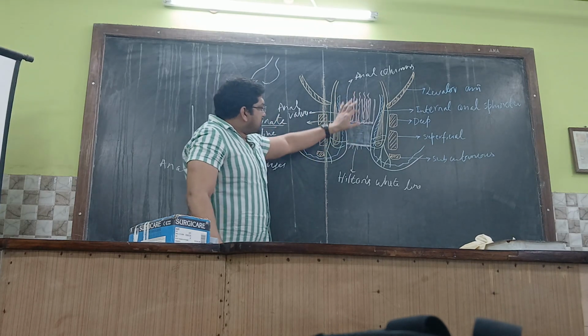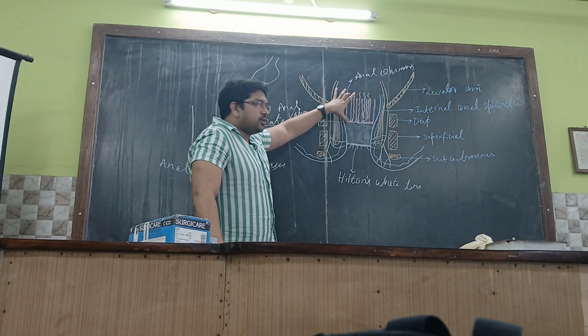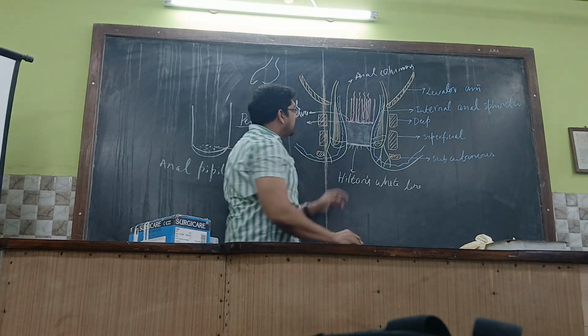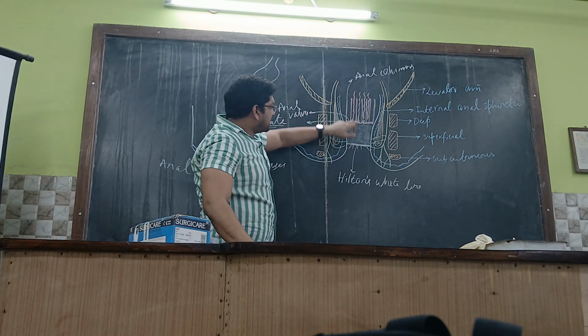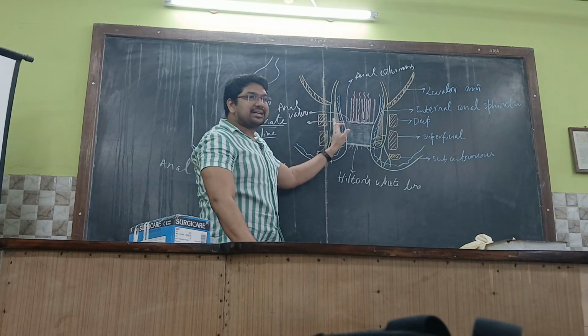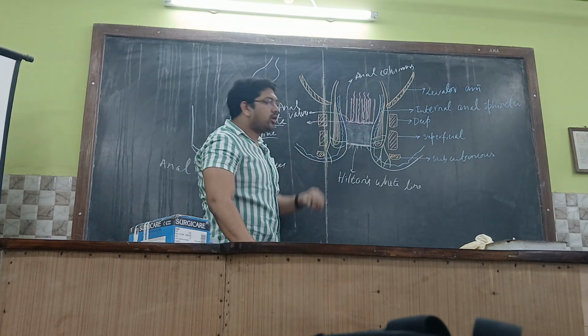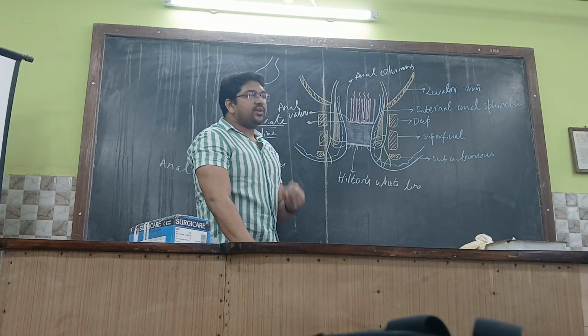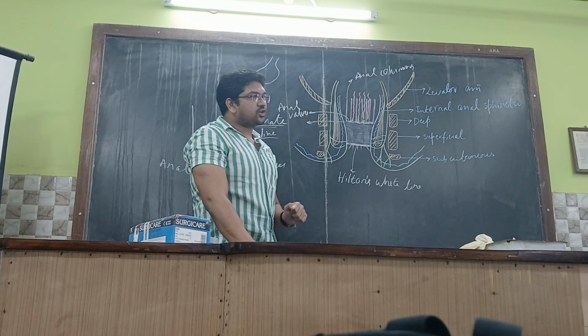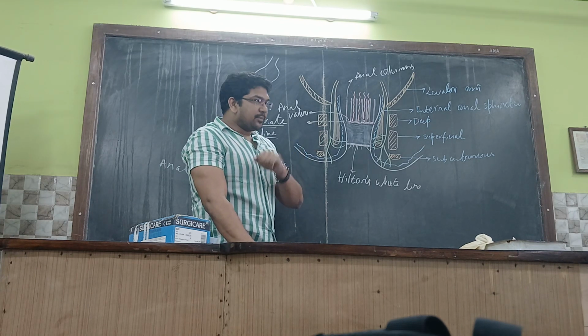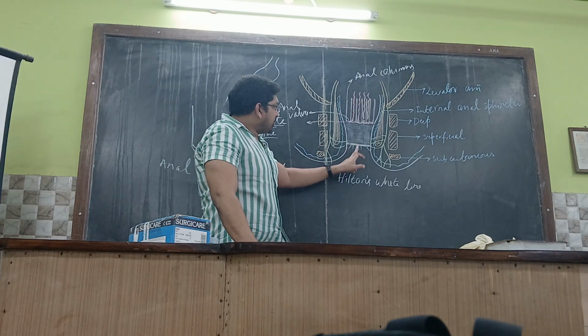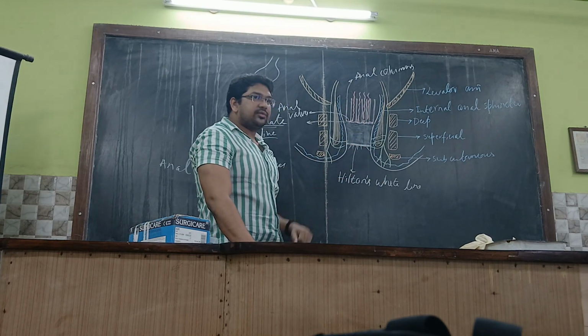Okay. So first of all, let us see the arteries over here. The arteries will be supplying till the pectinate line over here. Getting it? The arteries will be supplied till the pectinate line. From below the pectinate line onwards it is supplied by inferior rectal arteries. Inferior rectal artery is a branch of internal pudendal artery. Okay. So internal pudendal artery will be supplying the rest of the anal canal.